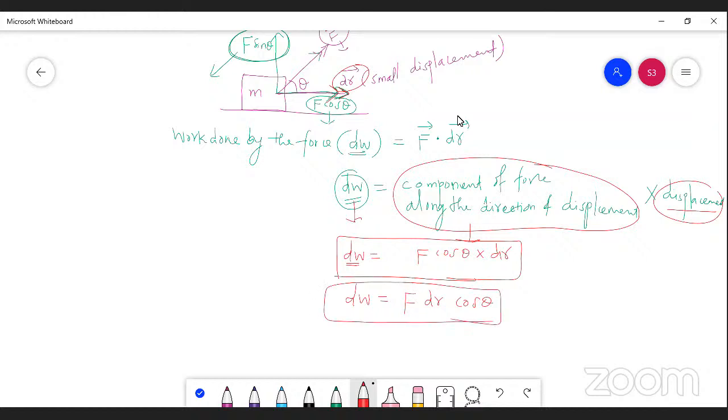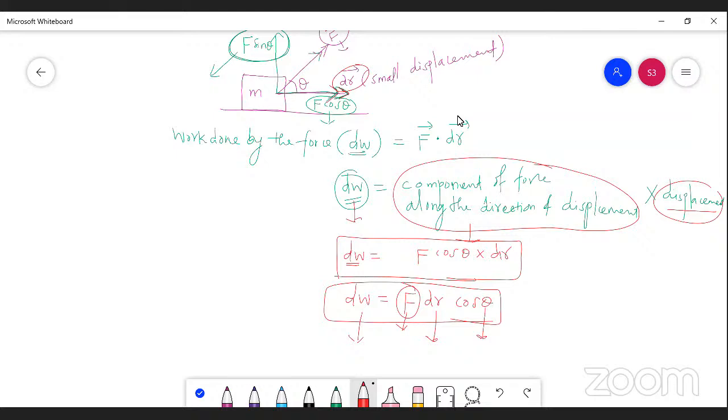Here, dW is the small amount of work done by the application of force. F is the constant force acting on your body. dr is the small displacement produced in your body due to the constant force. Theta is the angle between the direction of force and the direction of displacement.